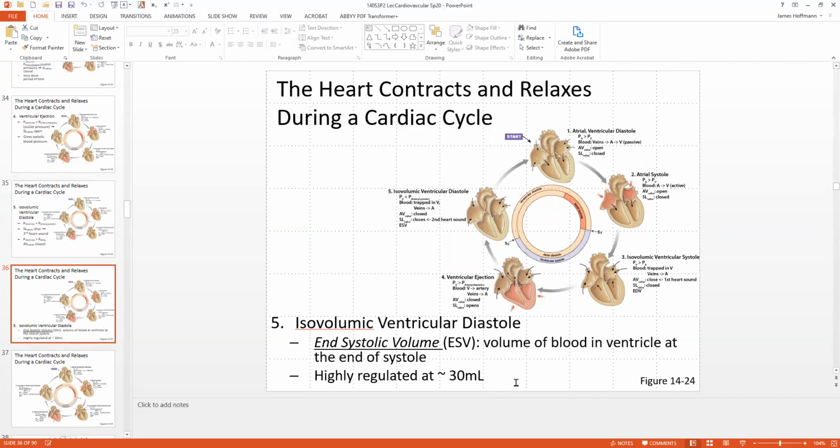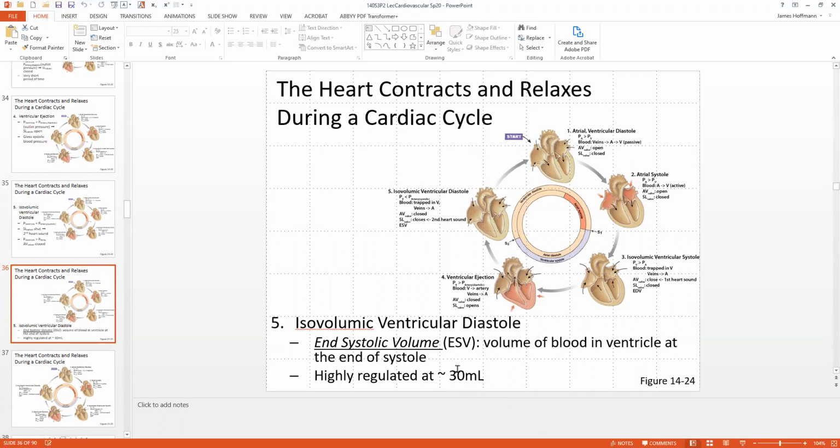That's highly regulated as well, and that's regulated by the two intrinsic mechanisms we talked about for the control of stroke volume. The Frank-Starling, which deals with the volume of the heart before ejection, so the end diastolic volume, and the preload, which is the pressure of the heart before ejection, right? And so that number is highly regulated, for most people about 30 mLs.